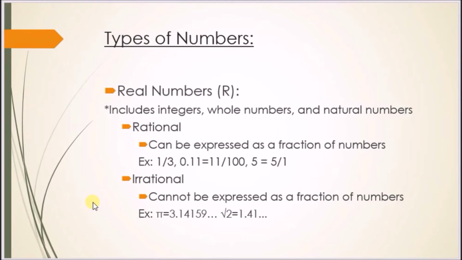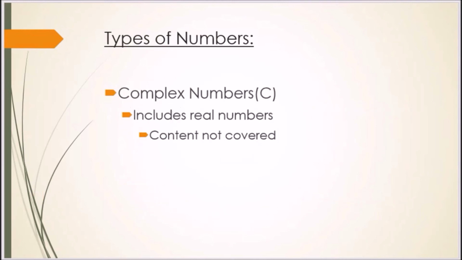So once again, real numbers are denoted by the letter R and include rational numbers and irrational numbers. Finally, we have complex numbers, which are not included in this unit, so we won't talk about them, but all we need to know is that they include real numbers.